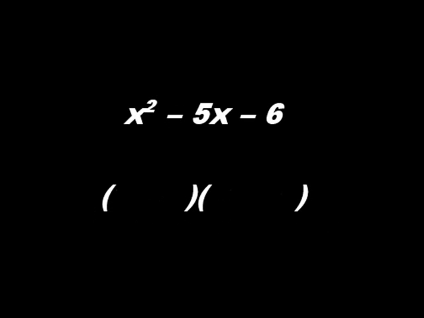Similarly, x squared minus 5x minus 6. The minus in front of the 6 means the brackets have opposite signs. The middle term has to be obtained by the difference in the factors of 6. So 1 and 6 are the right factors to use, and the larger factor 6 goes with the negative term.